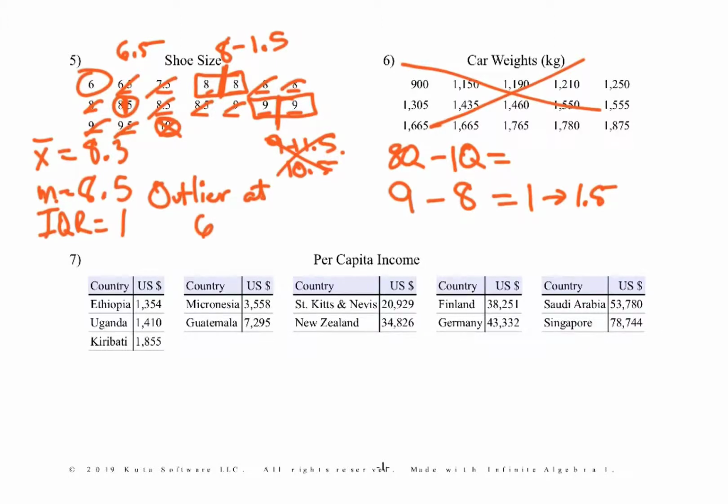And again, when you use the calculator, you can just use that box plot, and it kind of shows you what the outlier looks like. So you don't have to worry about it so much there. Okay, number 7. Let's take a look at that one now.